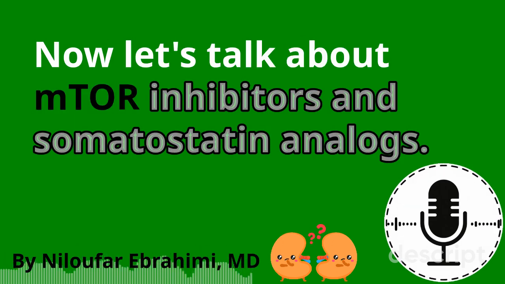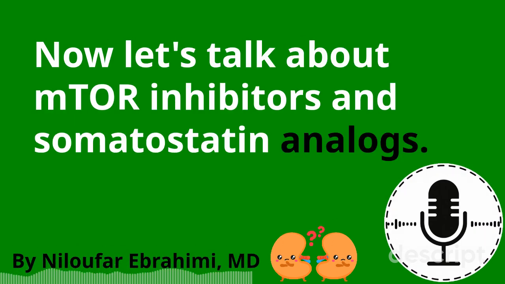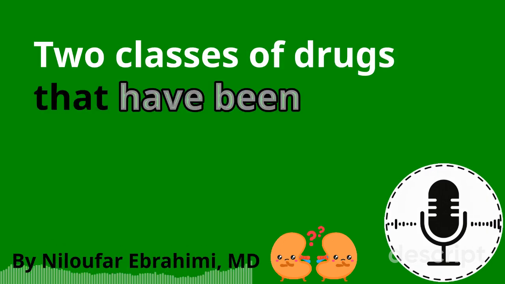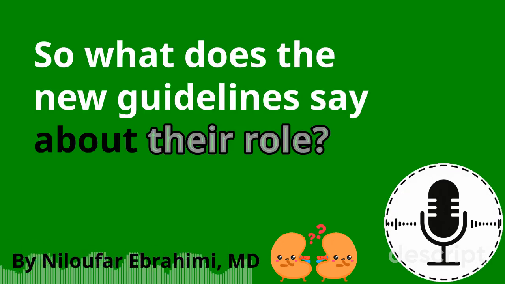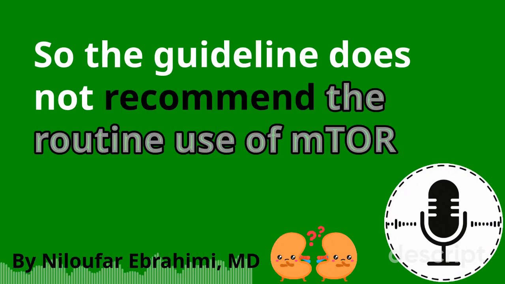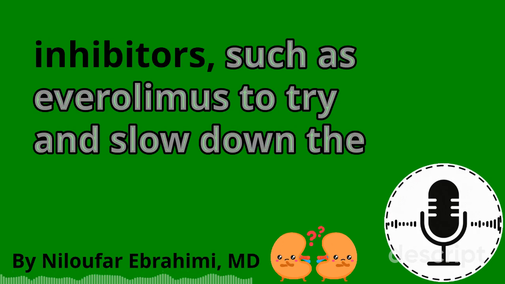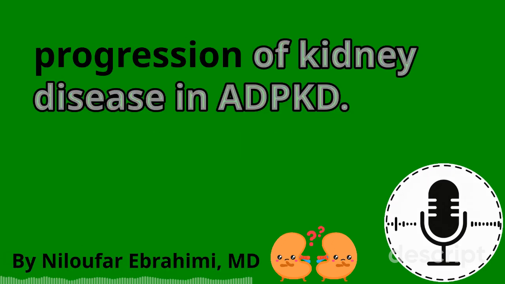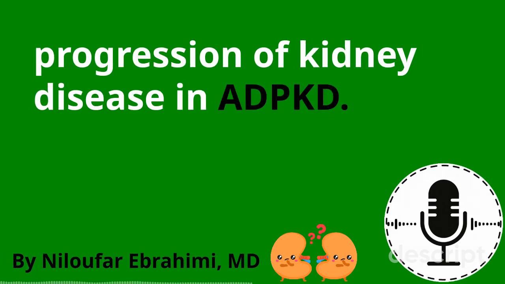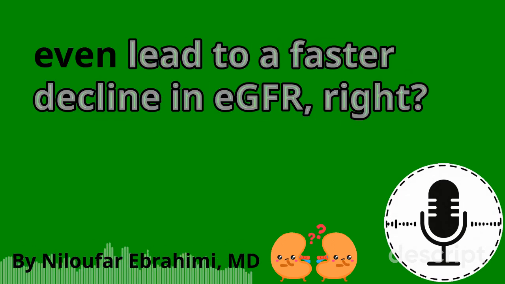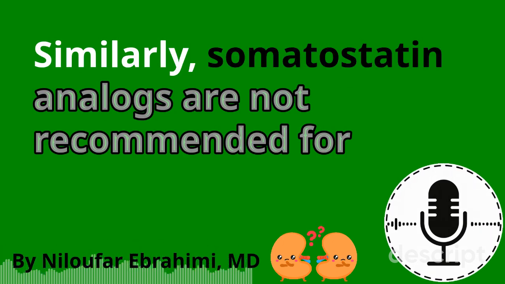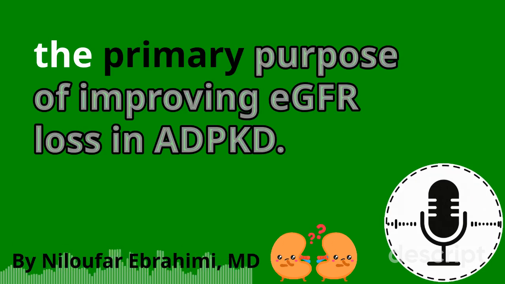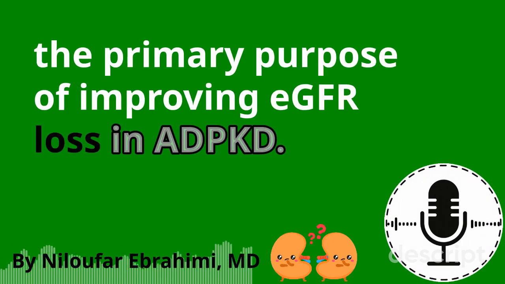Now let's talk about MTR inhibitors and somatostatin analogs. Two classes of drugs that have been investigated in the context of ADPKD. So what does the new guideline say about their role? So the guideline does not recommend the routine use of MTR inhibitors such as everolimus to try and slow down the progression of kidney disease in ADPKD. In fact, some evidence suggests they might even lead to a faster decline in eGFR. Similarly, somatostatin analogs are not recommended for the primary purpose of improving eGFR loss in ADPKD.